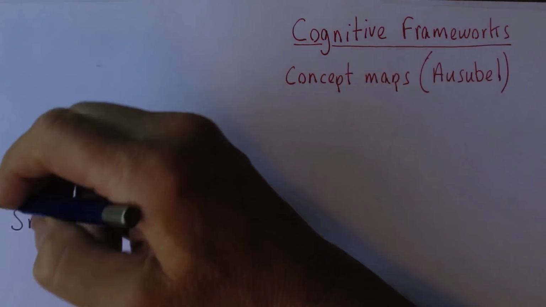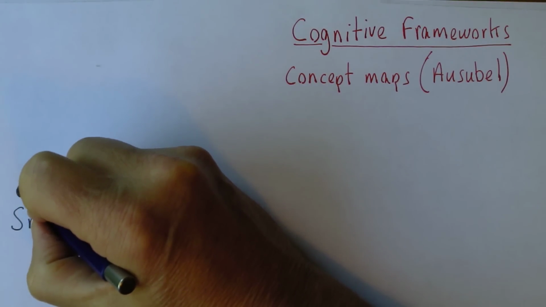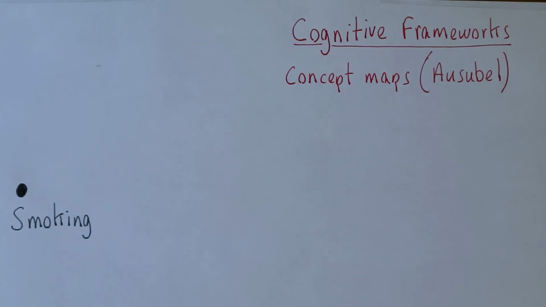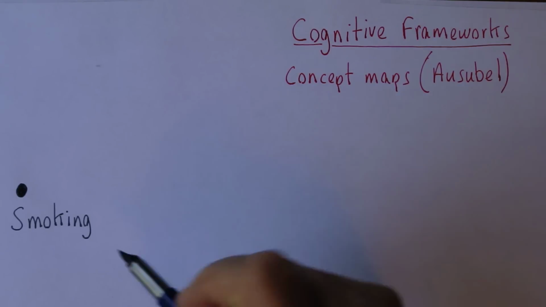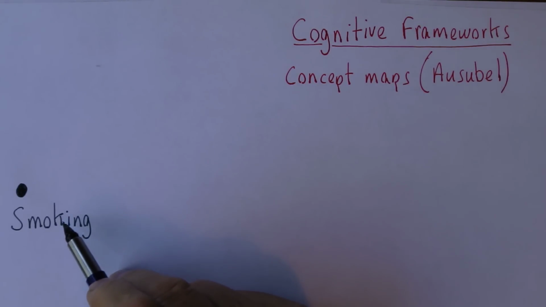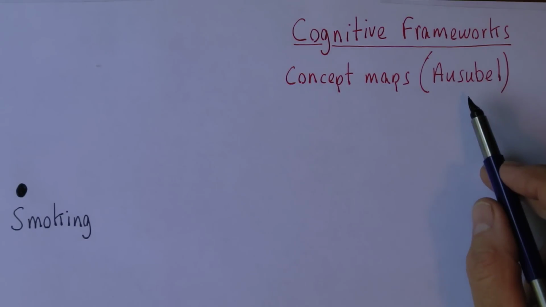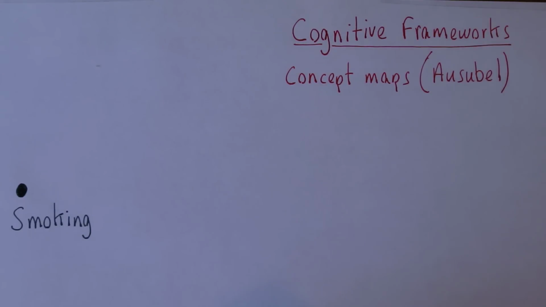So, for example, we might be talking to a student who knows something about smoking. Now, when we want to start teaching someone, in this case about the dangers of smoking or anything to do with smoking, we need to find out what they know about it first already. Ausubel stressed this. The most important factor in education is what the learner already knows. So we need to talk to them first and see what they already know.